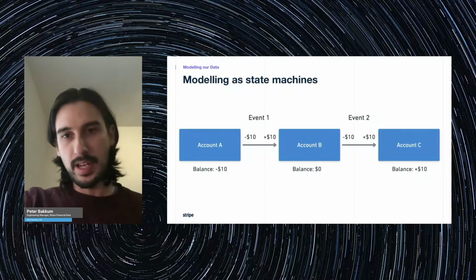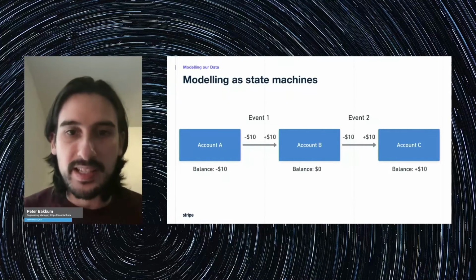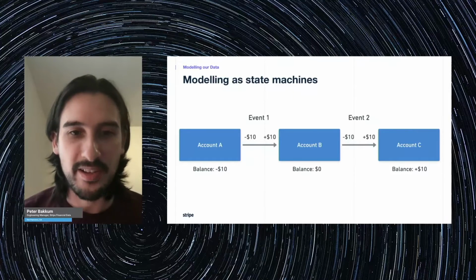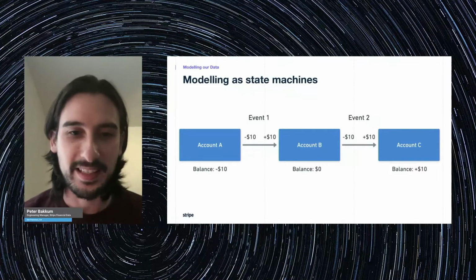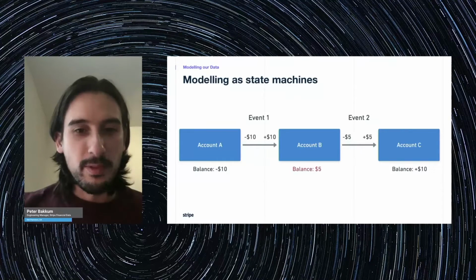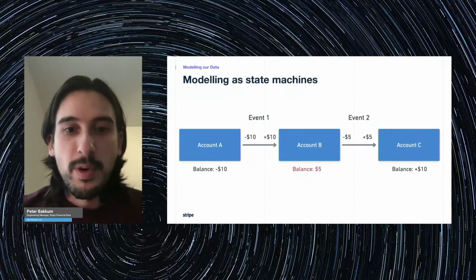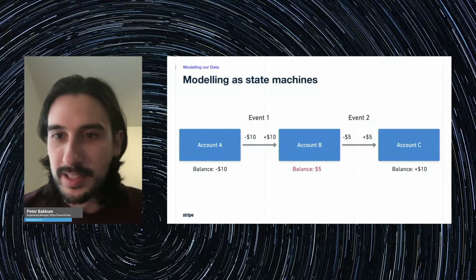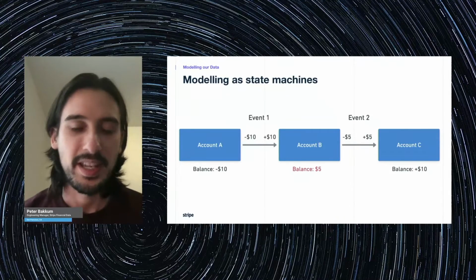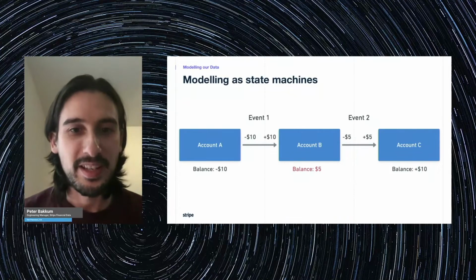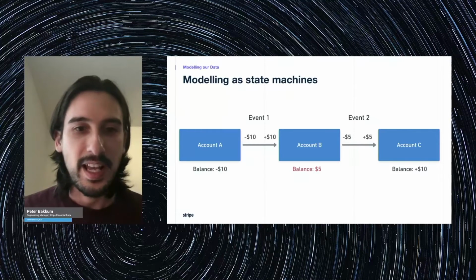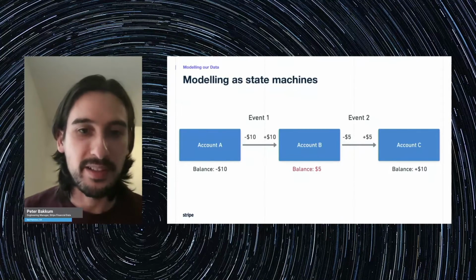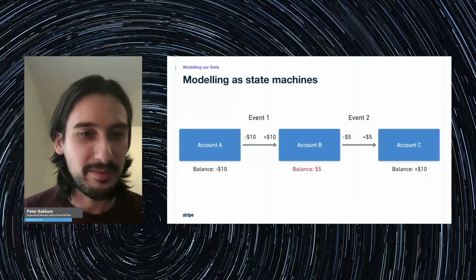So, in other words, the impact of these events creates a balance in each account A, B, C. So here, the B account has a $0 balance. So this is key. The reason this is useful is what if event two doesn't work correctly? What if something goes wrong? In this example, we're saying money moving from B to C was only $5. And so we retain a balance of $5 in account B.